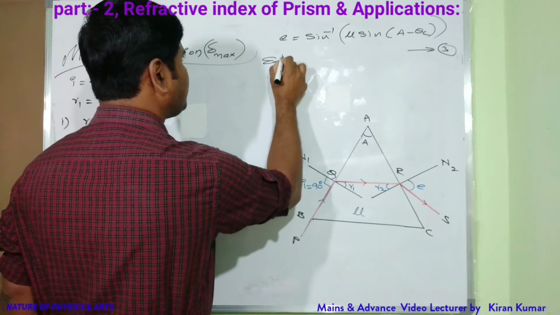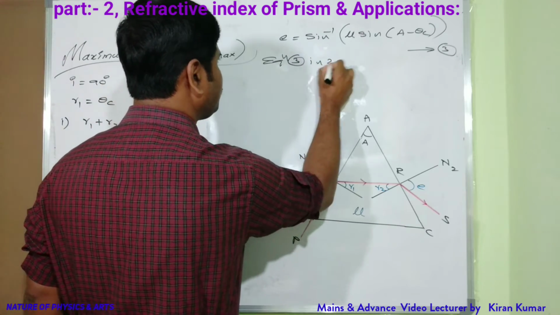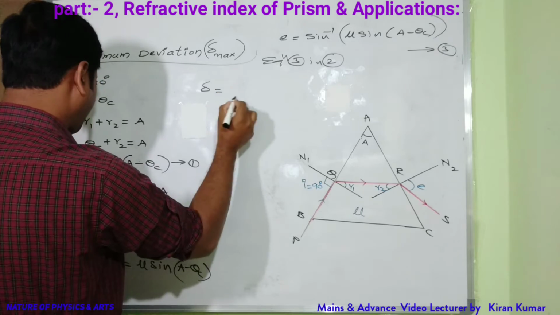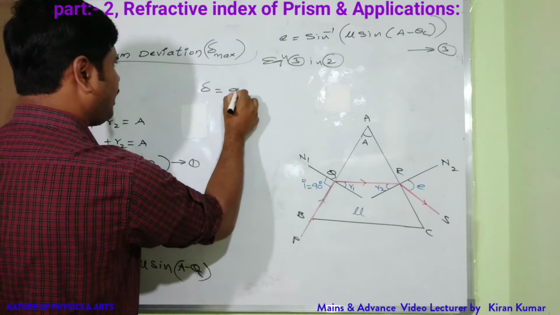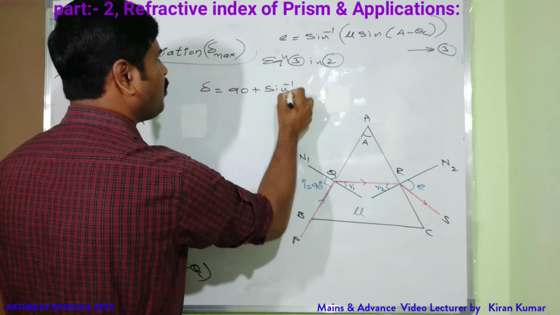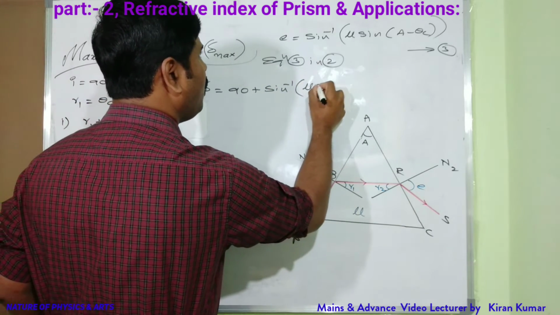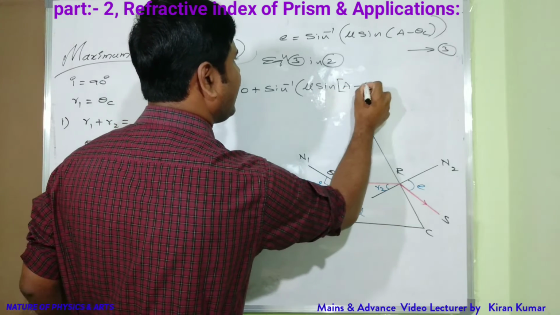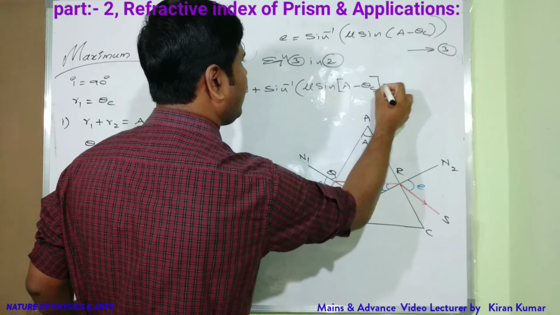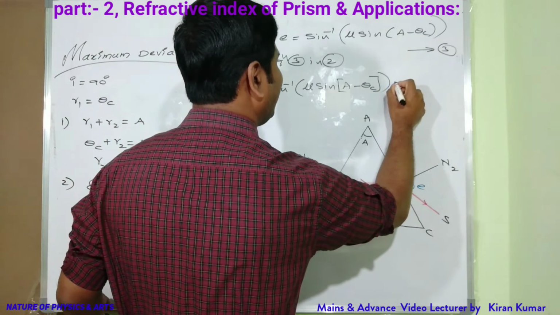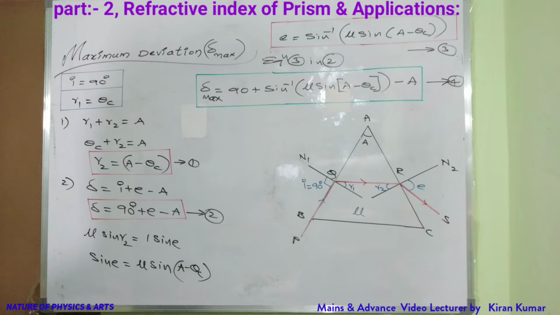Now equation 3 in equation 2: delta is equal to 90 plus the e value, sine inverse of mu sine (A minus theta C), and here minus A.